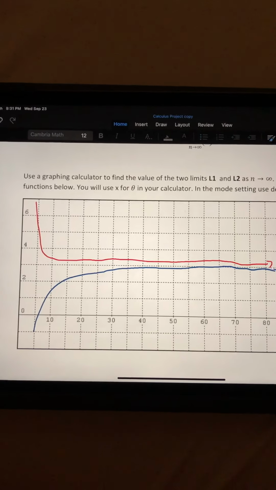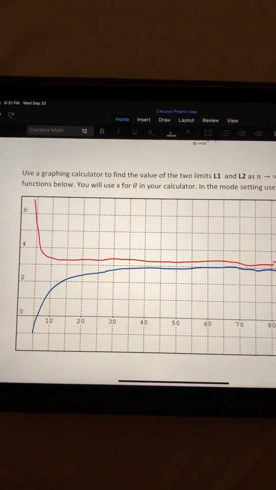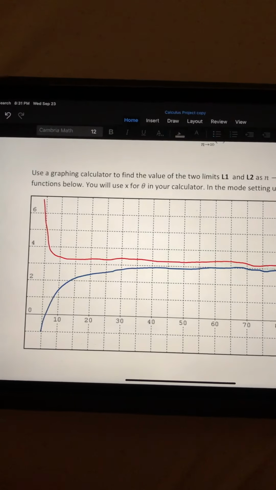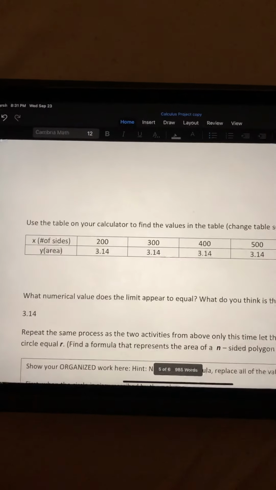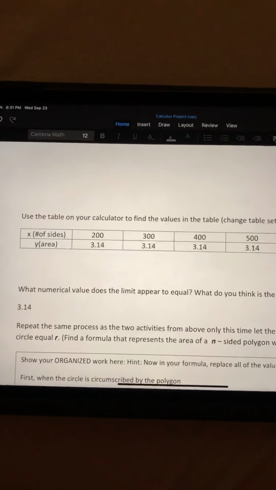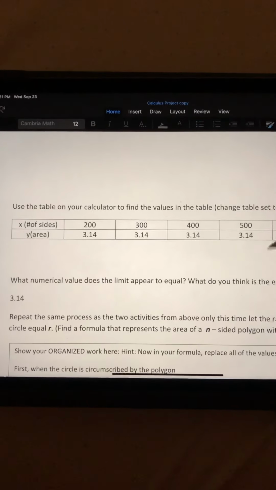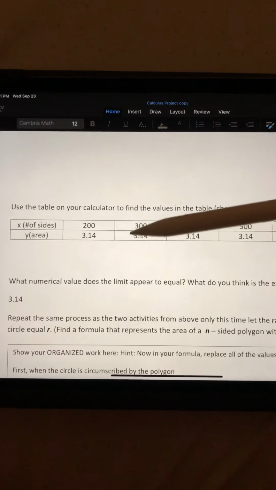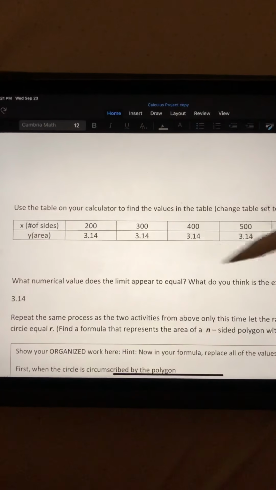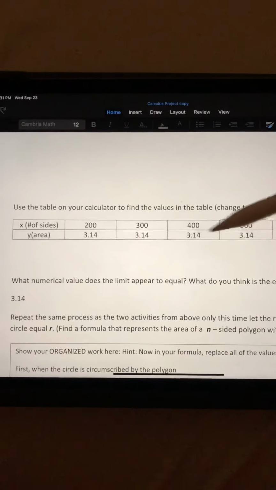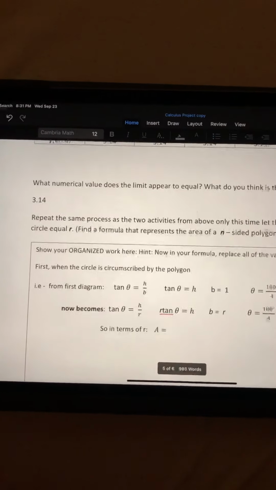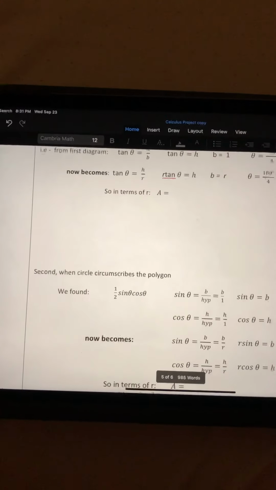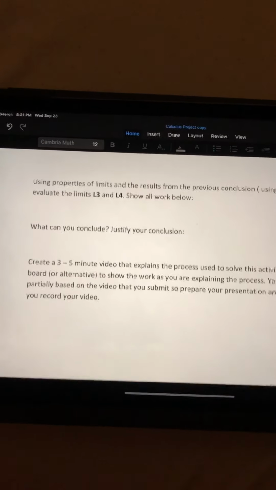So they both approach the same limit, however, from different sides. As the number of sides increases, there were many more numbers after 3.14, but I could tell that they were all approaching 3.14.